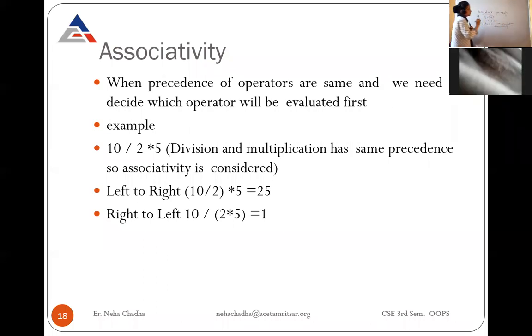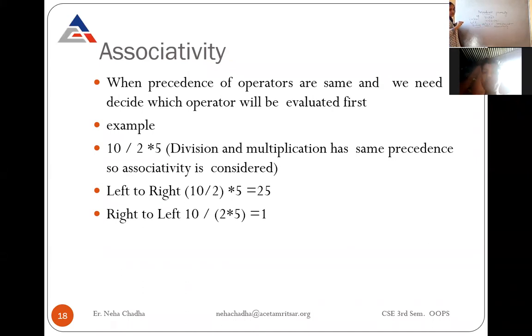I will show you one table where associativity has been described completely. Then we will find out how the associativity has been given, either from left to right or from right to left. If I consider a case like 10 divide 2 multiply 5, then in this case the associativity is left to right. That means firstly I have to solve the left part, then I will move to the right part. Firstly I will solve 10 divided by 2, which is 5, 5 into 5, then 25.